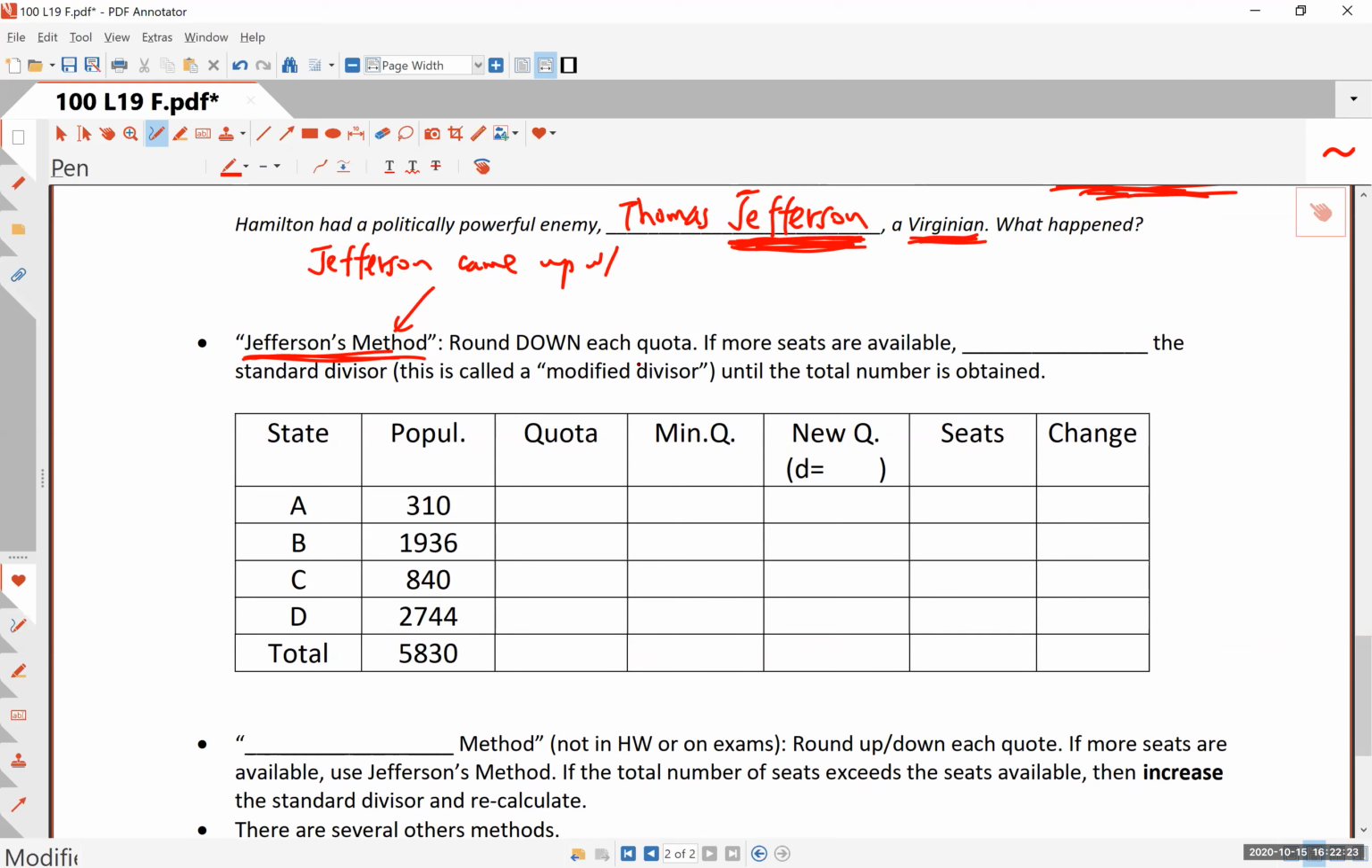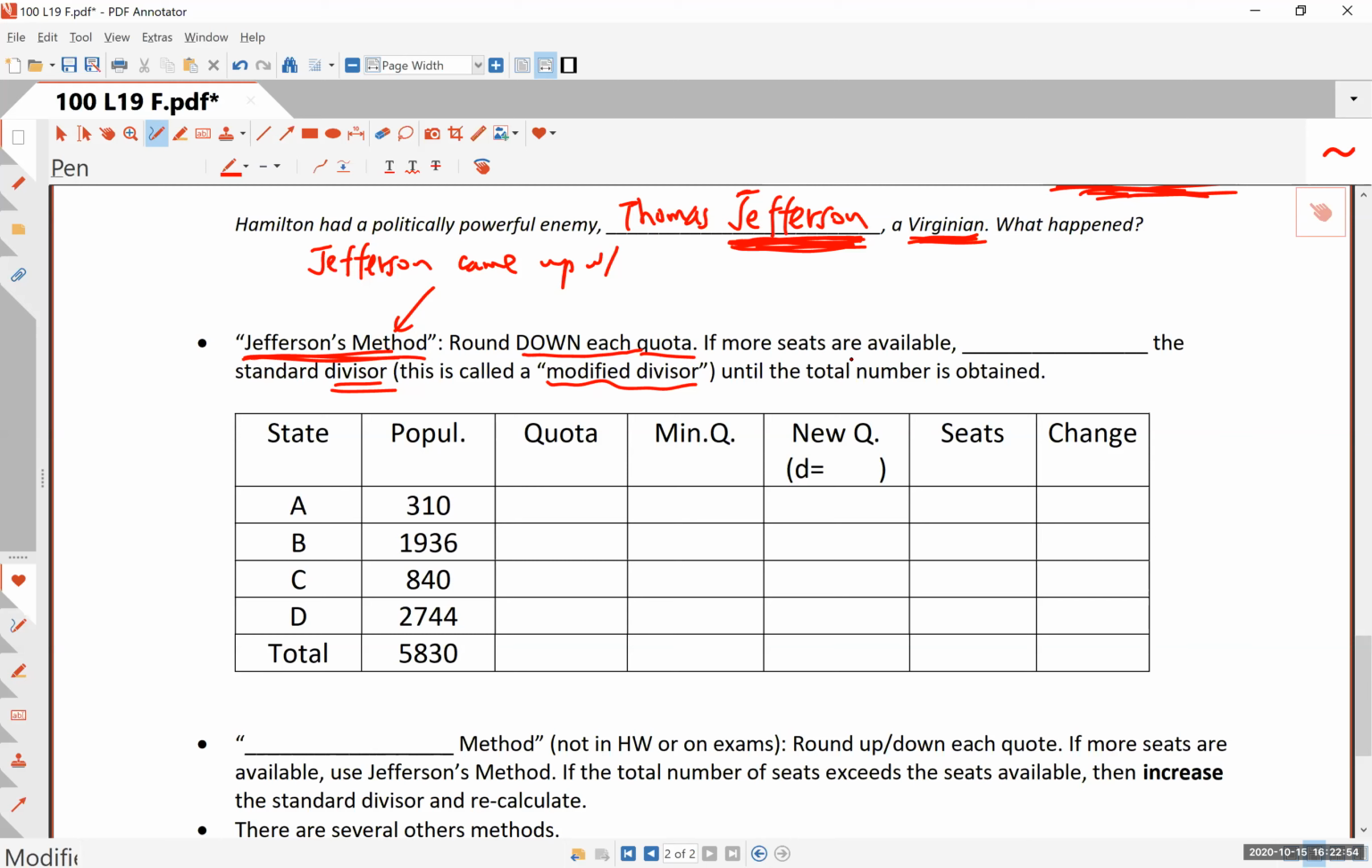Well, this time, what Jefferson decided to do was something very different, okay? In fact, we had the quota, right? The standard divisor D. He decided to modify it so that you don't have to worry about the remainder. Let me explain what happens here. In Jefferson's method, you round down each quota, okay? But you don't look at the remainders.